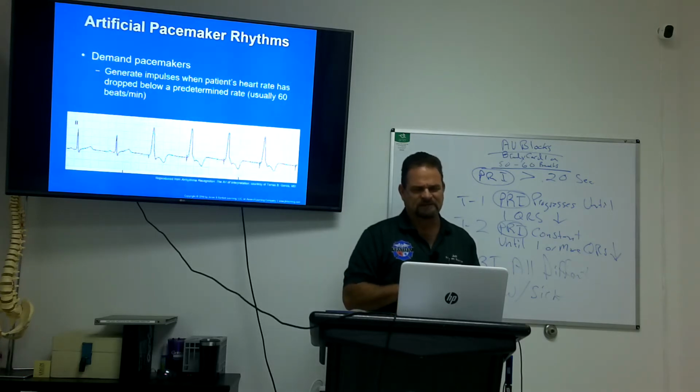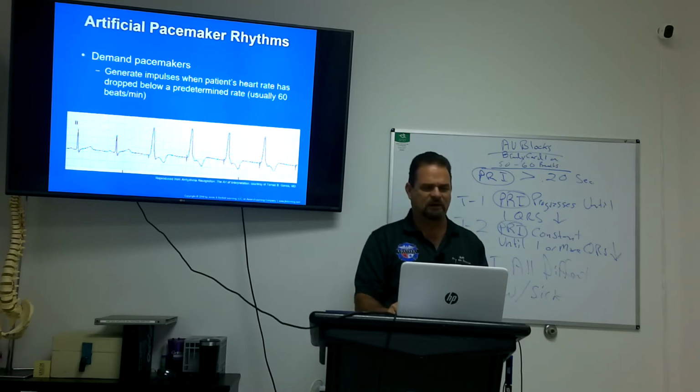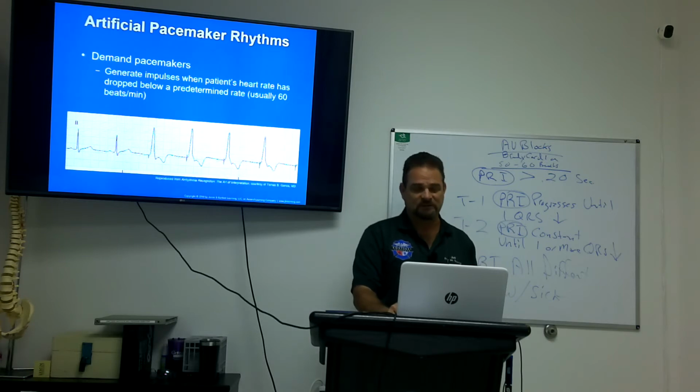So there are two rate types. You have a fixed rate pacemaker, which is seldom used today. It generates a pacing impulse at a pre-programmed rate. Then you have the demand pacemaker, which is equipped with a sensor that generates a pace impulse when the patient's heart rate has dropped below a predetermined rate.